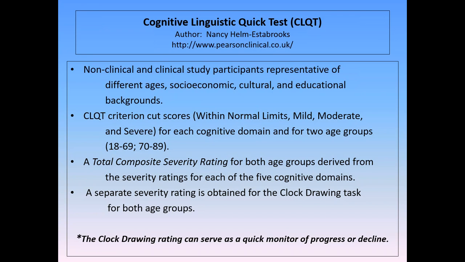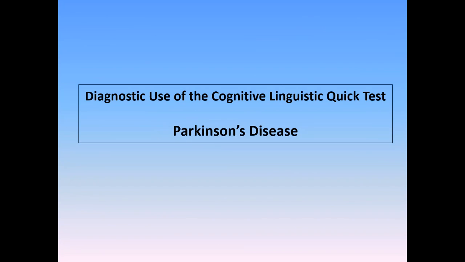And then, as I said, you get total composite severity ratings, but you get them for both age groups, and severity ratings for each of the five cognitive domains. And I should point out that a separate severity rating is obtained for clock drawing for both age groups. And I've got in bold face and italics here, that you can use clock drawing as a quick monitor of both progress, say, with the healing process, natural healing process, or with therapy, or even with decline, as we might see in Alzheimer's disease. Okay, let's look at some diagnostic uses of the CLQT.